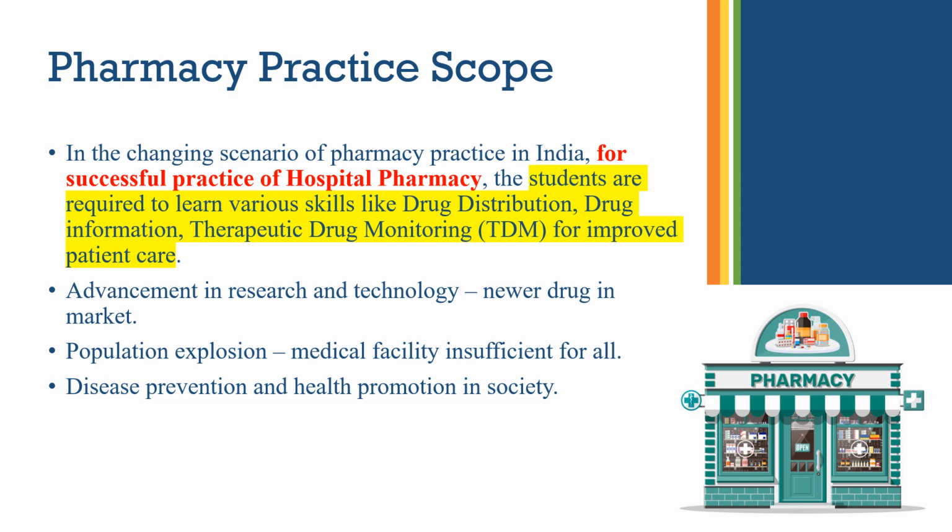Now coming to what is the scope of pharmacy practice. So as we see now, the scenario of hospital pharmacy or the pharmacy practice in India is growing. So for successful practice of the hospital pharmacy, the students are required to learn various skills. What are the various skills which are required? Like the drug monitoring, then the drug distribution, then TDM, which is known as therapeutic drug monitoring. Then they have to know some information about the drug as well as for the patient care. Next is advancement in research and technology. Then population exposure, like medical facilities if they are insufficient for all. And last is disease prevention and health promotion in the society.